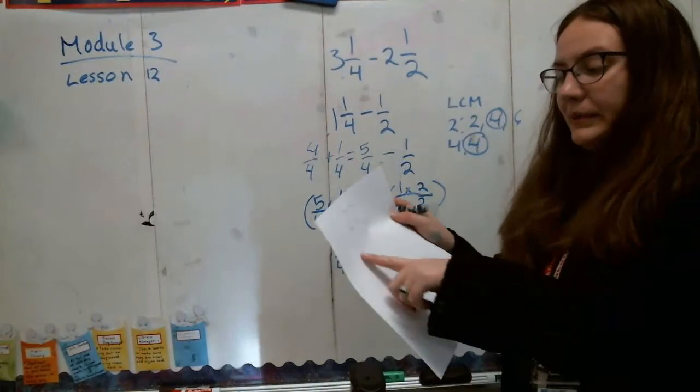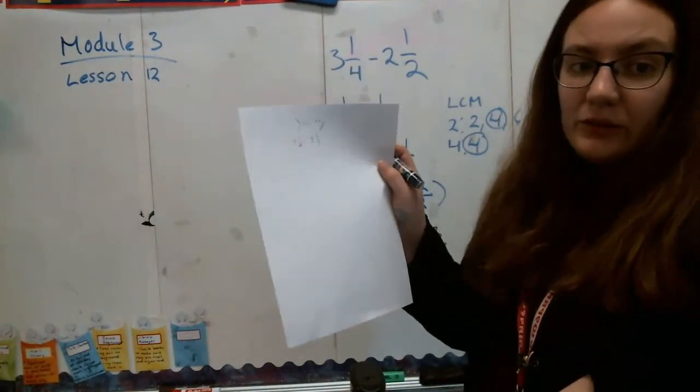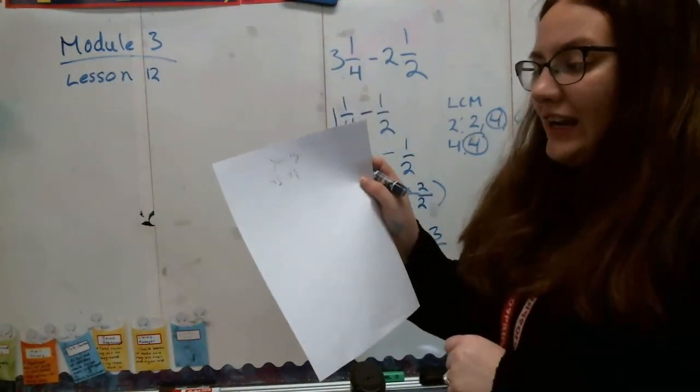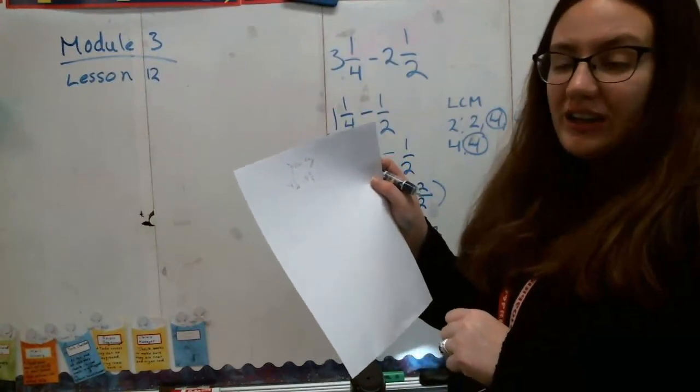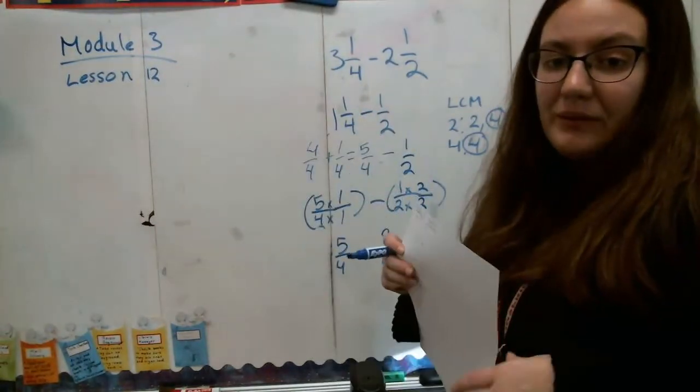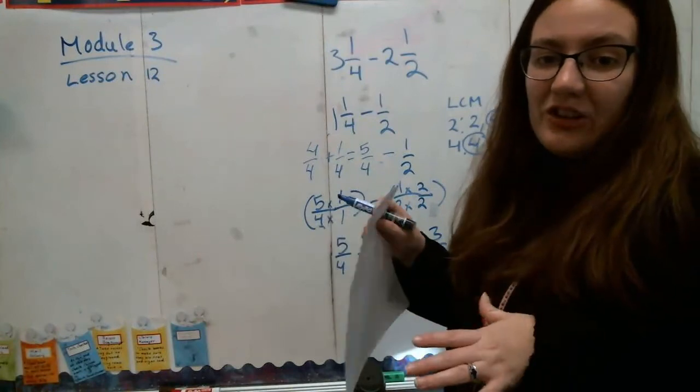So on the back, you have one last you-try problem for Module 3. So you're going to be doing 4.5 minus 3 2/3. And then after that, you can get started on the problem set or try out the exit tickets.